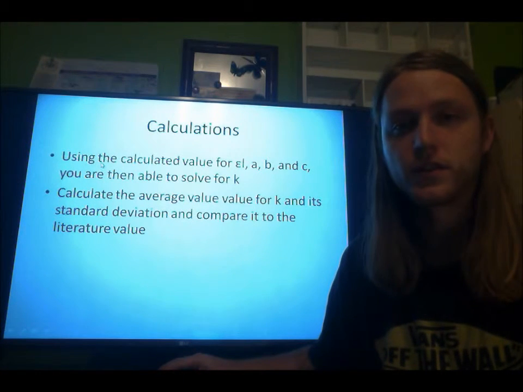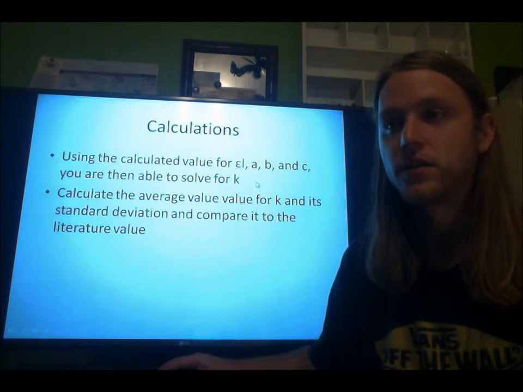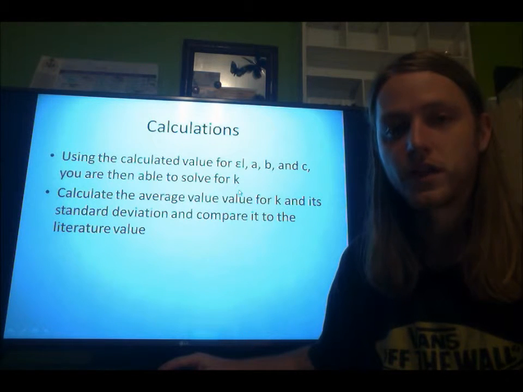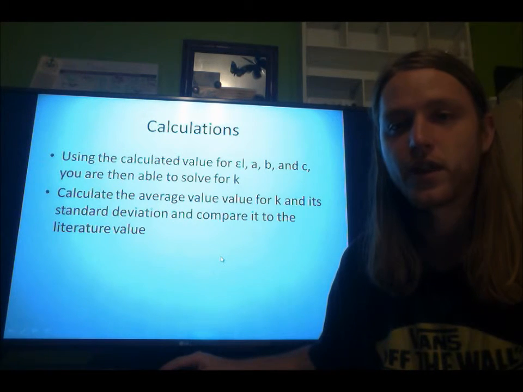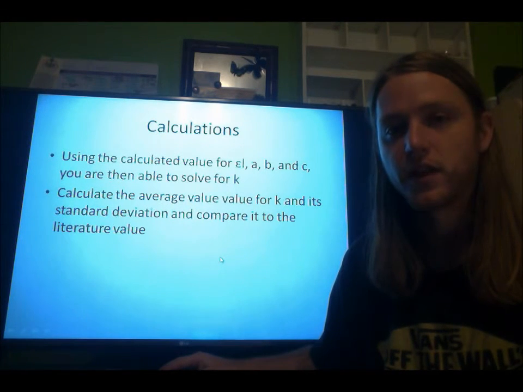Then we use the value we calculated for the molar absorptivity times the path length, and the values of A, B, and C we've calculated, and then we're able to solve for the rate constant. And then we calculate the average value of the rate constant and its standard deviation, and we compare that to known literature values. And that's the experiment.